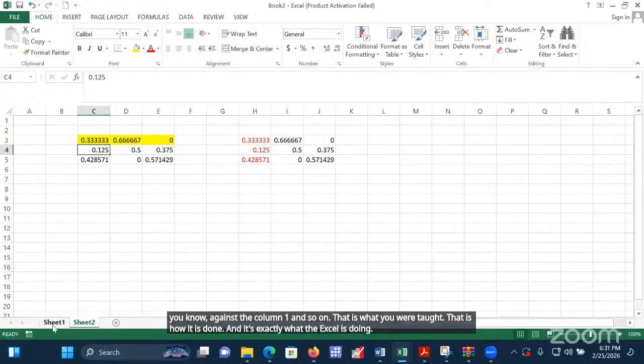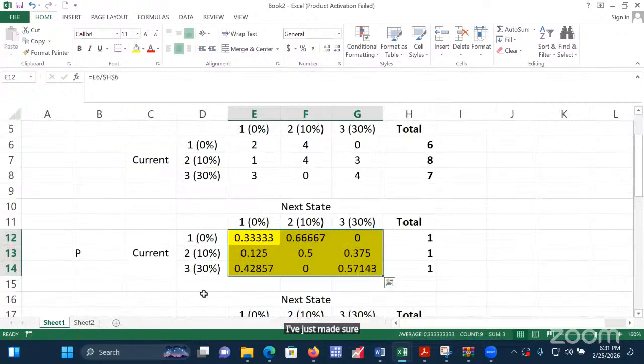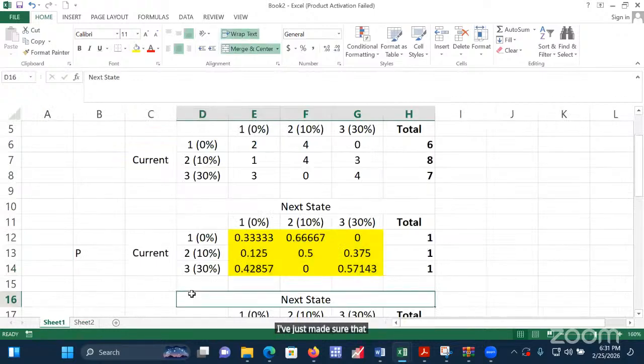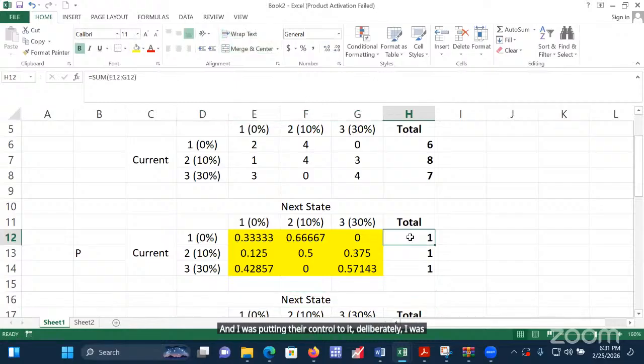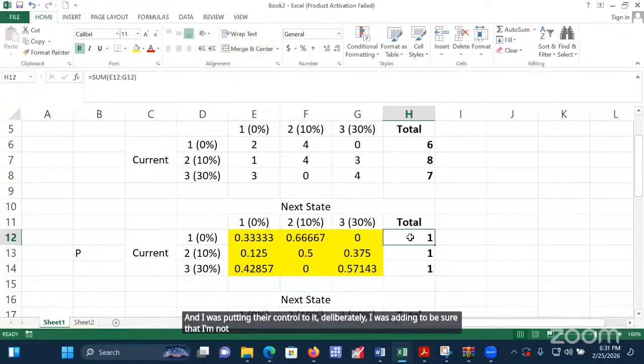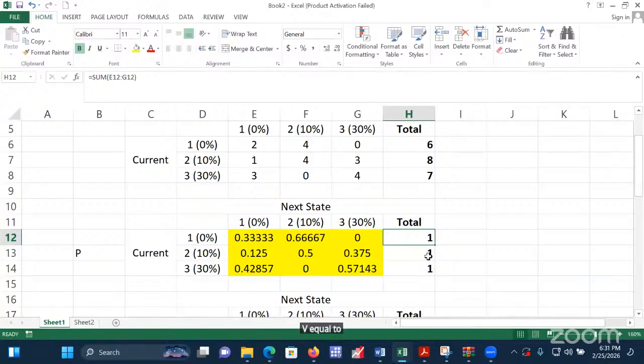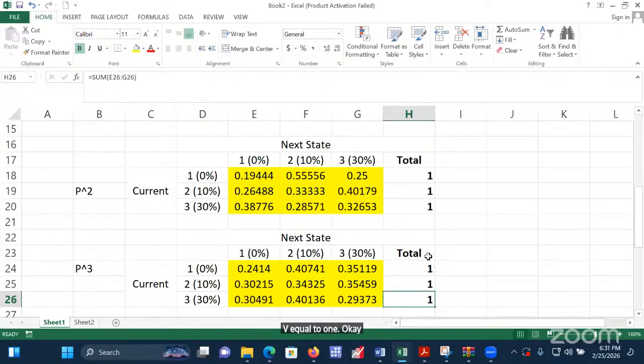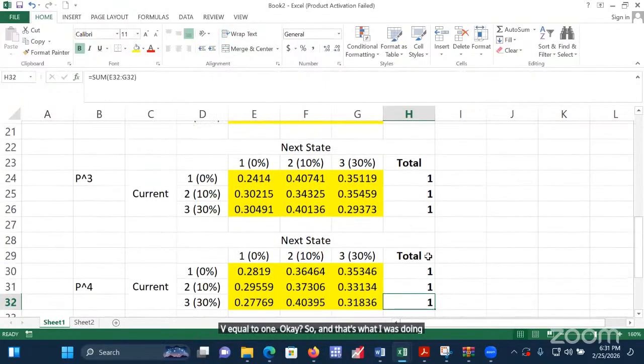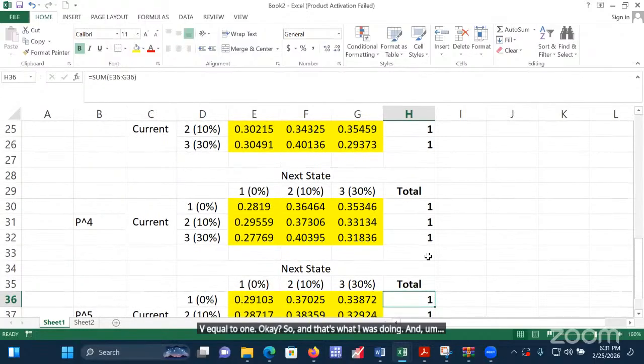I've just made sure that I could do it on time, and I was putting a control to it. Deliberately, I was adding to be sure that I'm not making any mistake. The addition of the rows must be equal to 1. Okay? That's what I was doing for the calculation.